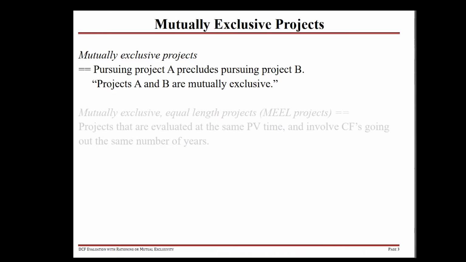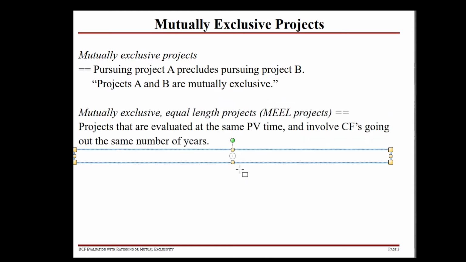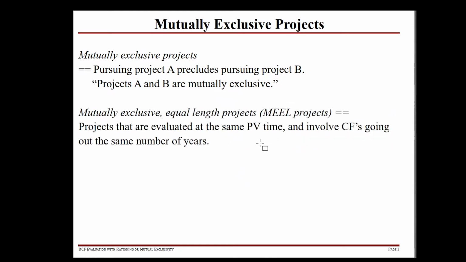So in Chapter 11b, we started by looking at mutually exclusive projects. Mutually exclusive projects occur when we're considering two or more projects, and if we choose to do one, we can't do any of the others. So for example, we could choose one day to either walk to work or drive to work, but we can't do both. And we also looked at, in more detail, mutually exclusive equal length projects.